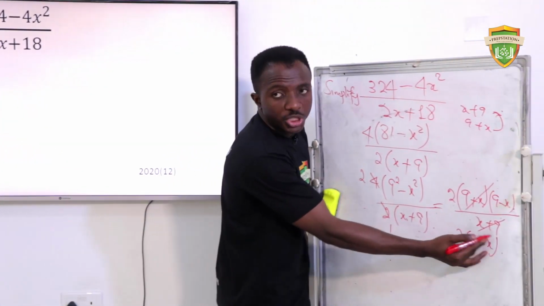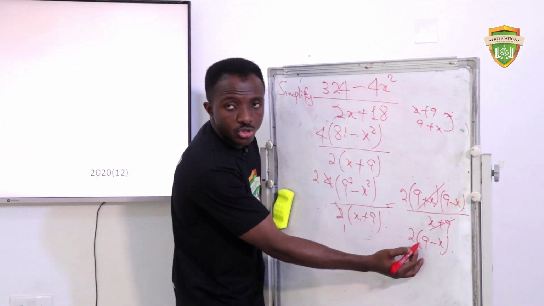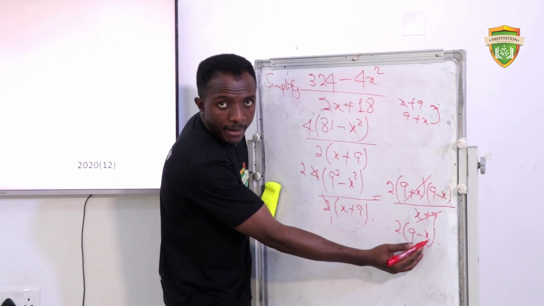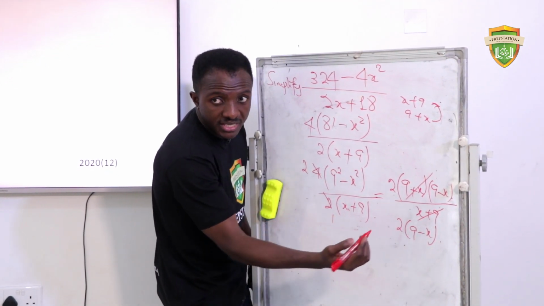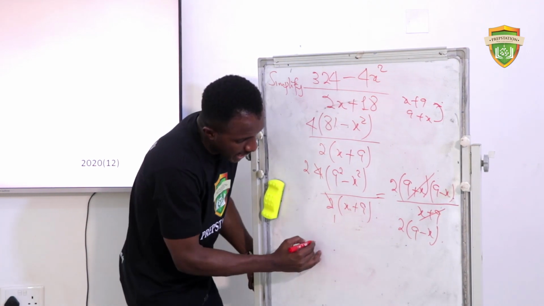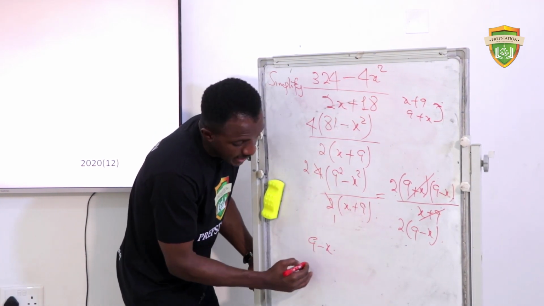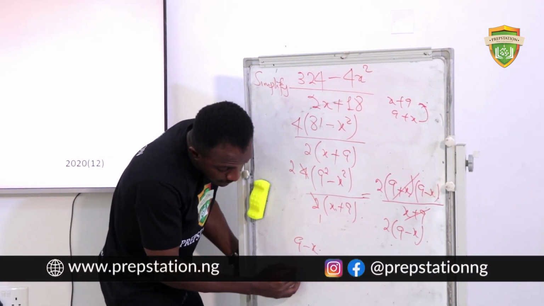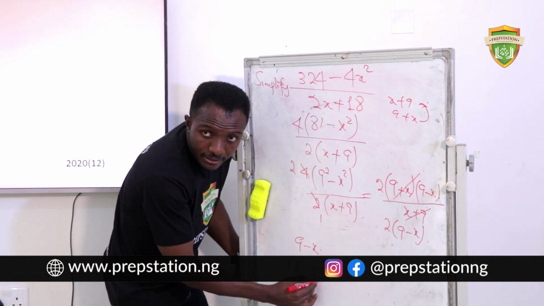Now, if I'm changing the places of these two, I'm going to have a minus sign. Let me teach you that separately. Now, 9 minus x is the same thing as minus x minus 9.